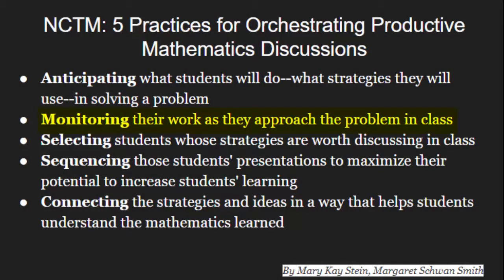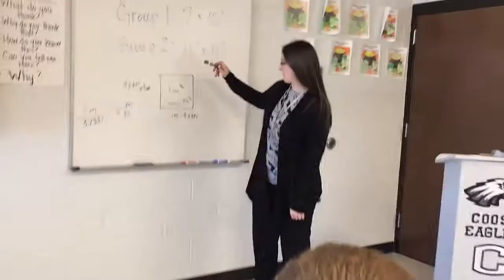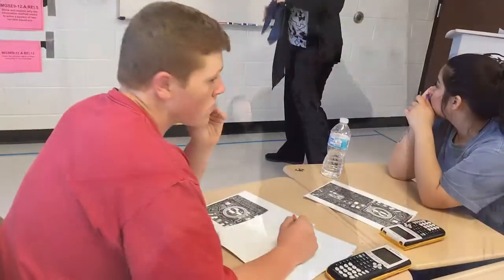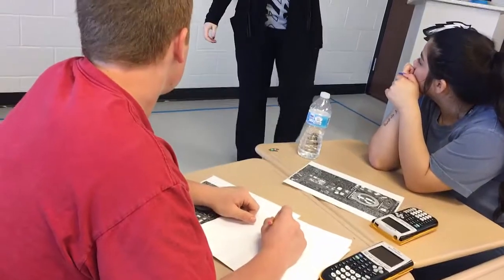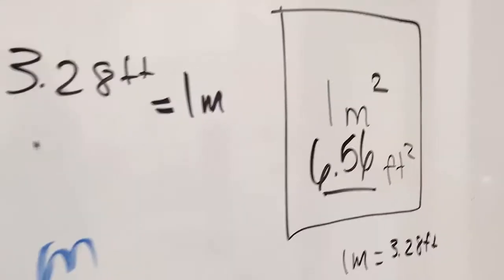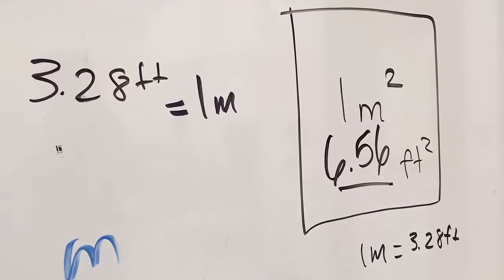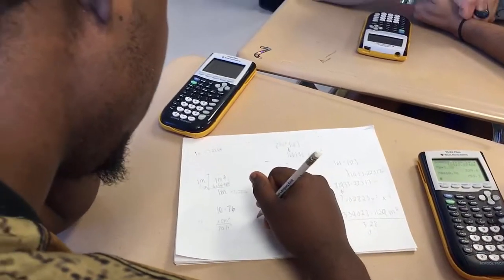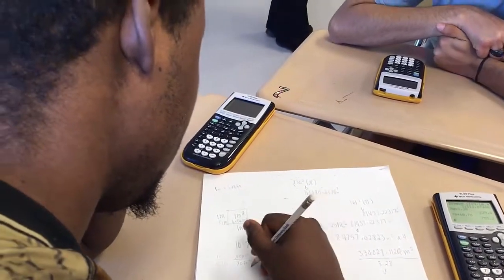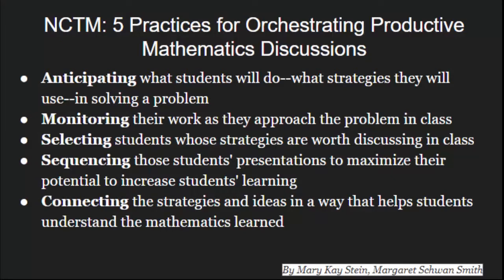As students make the conversion between meters and feet, the teacher carefully monitors the class as they make that calculation and selects the team to present first, carefully sequencing based on a mistake that she noticed. How many feet are in a square meter? 6.56. What did you do there? Multiplied 3.28 by 3.28 times 3.28. No, we squared. I squared mine. We didn't square. They multiplied it by 2. Yeah. So it's 10.7584.